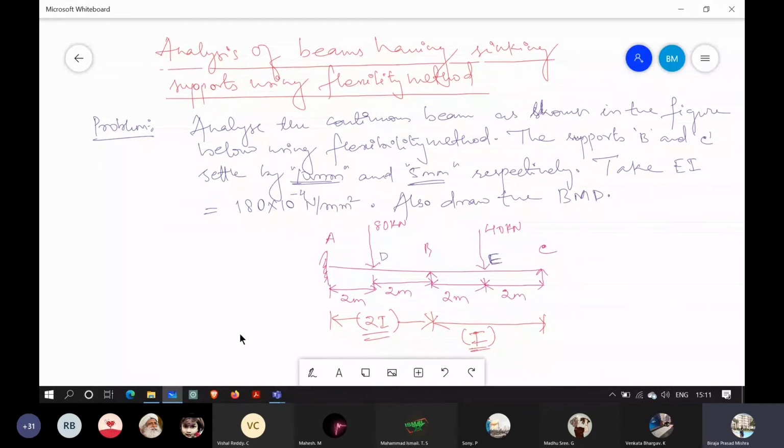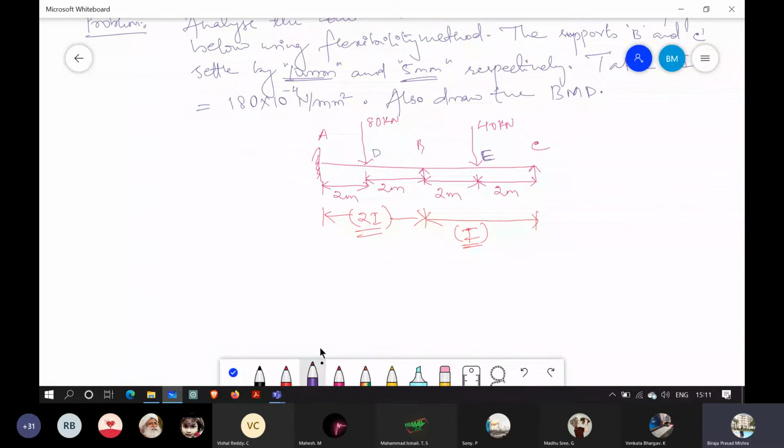Now what kind of structure is this one? Whether this is a determinate or an indeterminate structure? Who can tell whether this continuous beam is determinate or indeterminate? Indeterminate, sir. Why is it indeterminate? There are 5 support reactions and we have 3 equilibrium conditions only. Okay, all of you please start writing now.